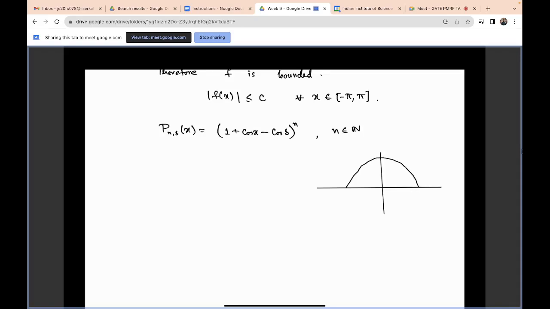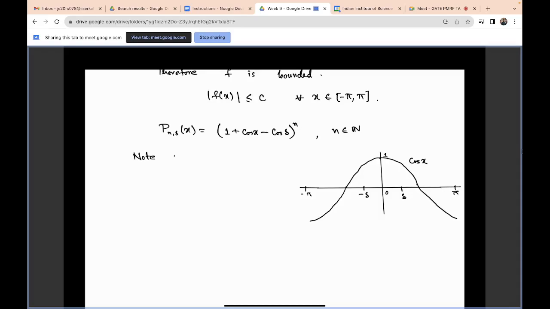So this is a graph of cos x in minus pi to pi. Let's say this is minus pi, this is pi, this is 0. Let's say this is delta, this is minus delta, right? So this is cos. At the 0 point this is 1. So note that cos is decreasing in this interval.